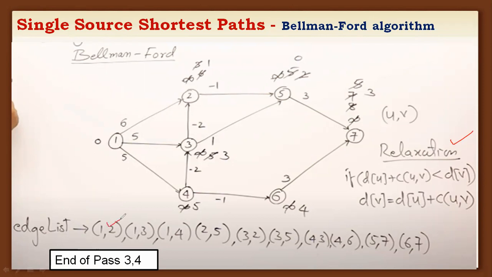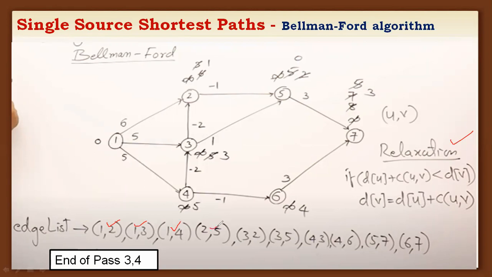1 to 2, we will see if any changes occur. 0 plus 6 is 6, compare with 1. So 1 is the minimum, no change occurs. 1 to 3: 5 compared with 3, 3 is the minimum, no change occurs. 1 to 4: 0 plus 5, 5 compared with 5, both are the same, no change occurs.